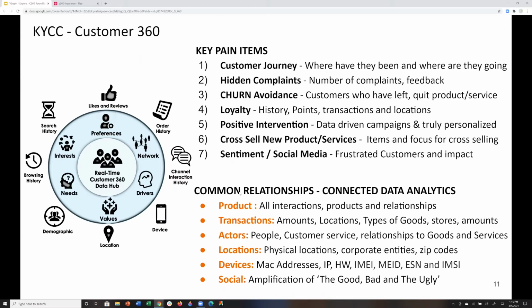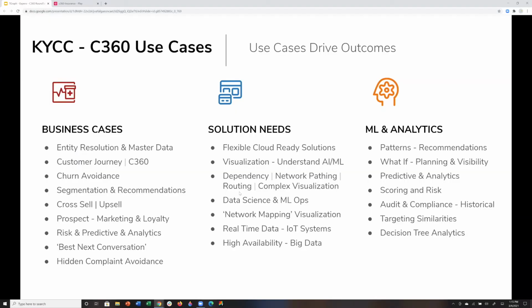Next slide. Now, in terms of use cases, these are powerful, but where we start with, in the case of customer 360, is entity resolution.